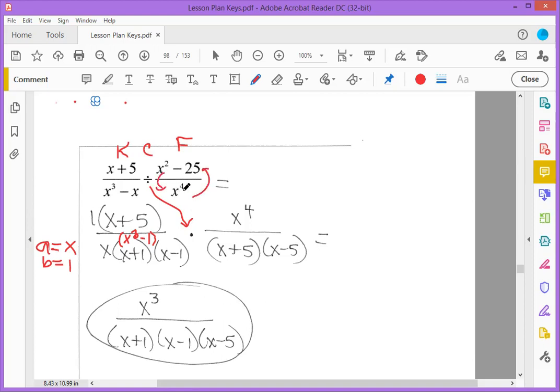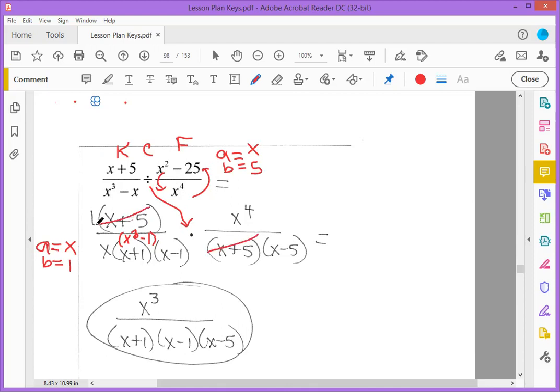We flipped our second fraction so that x to the 4th power moved to the numerator, and x squared minus 25, that's a difference of perfect squares again. You can identify your a and your b terms. A term, we're squaring x to get x squared. Our b term, we're squaring 5 to get 25. So x plus 5 and x minus 5.